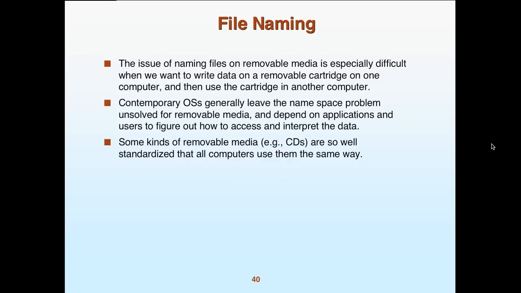File naming is mostly application specific and also operating system specific. Issues of naming files on removable drives were especially difficult when you wanted to write data on a removable cartridge on one computer and then take it to another computer and use it. That was a problem in the old days. Nowadays, almost every operating system recognizes almost every file type and file name, which is kind of interesting.